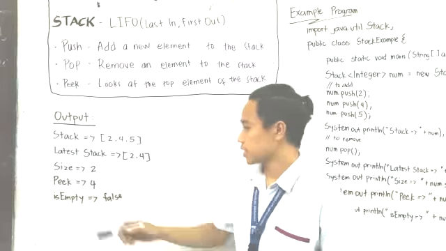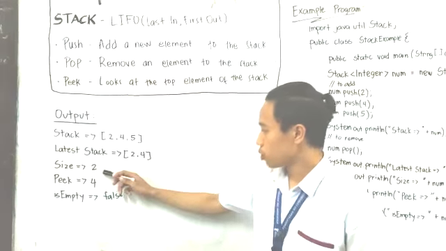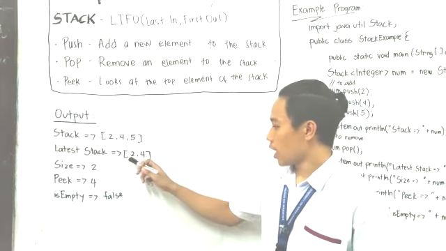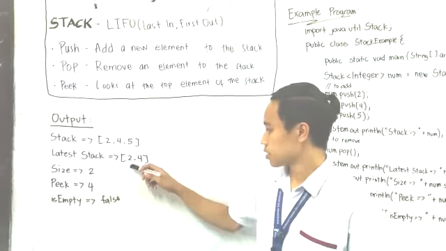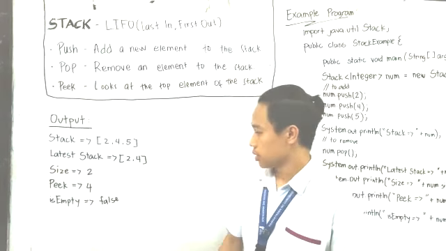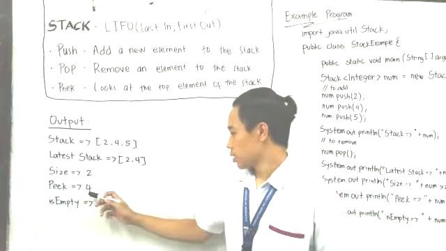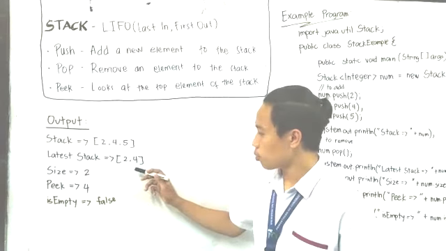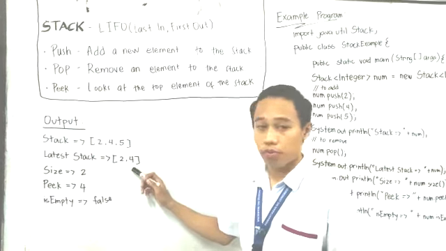Then the size is 2 because there are only 2 items in the stack. Then the peek is 4, because the top of the stack is the number 4.